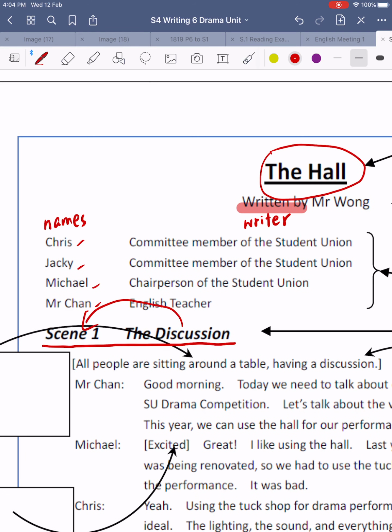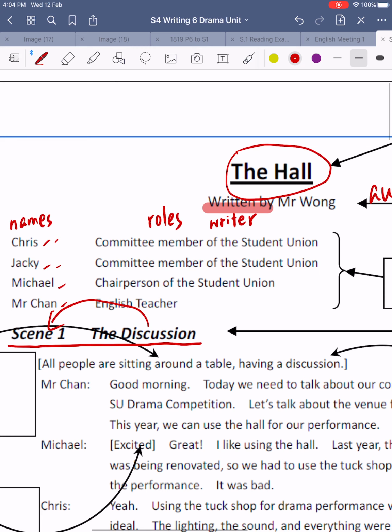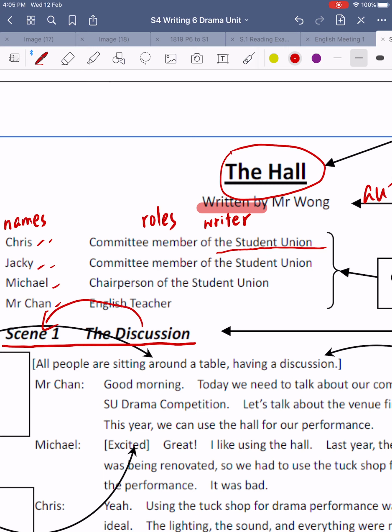And who is Chris and who is Jackie? They are the committee members of the student union. As you can see the roles here. So what is the meaning of the student union? Let me give you one example. For our school, PESS, our student union is named UNIT, U-N-I-Q-U-E. So UNIT is our student union. So, do you know the meaning of student union now? You're so clever and smart. I think all of you know the meaning.